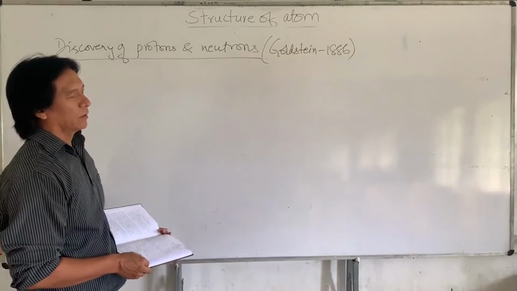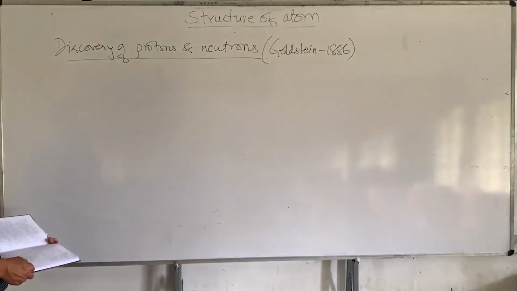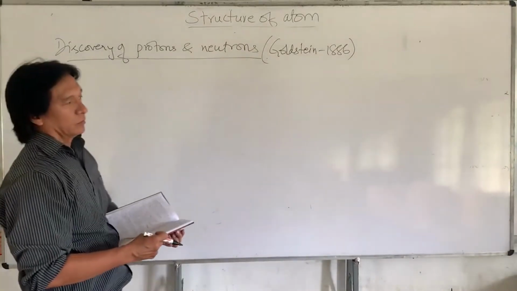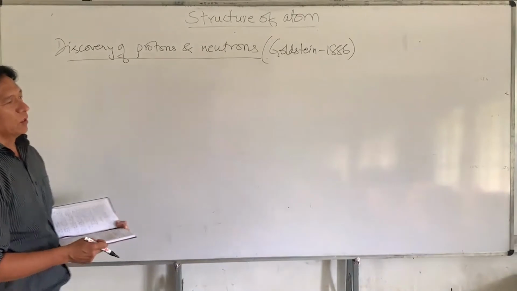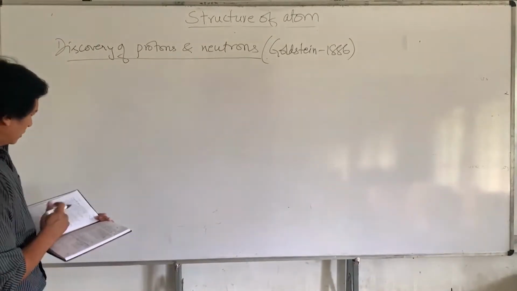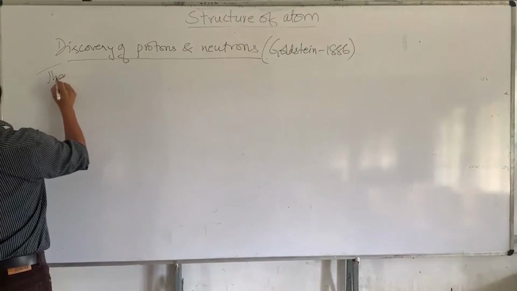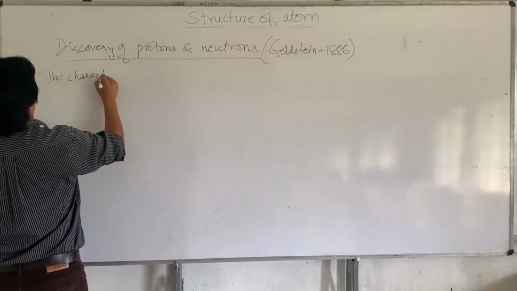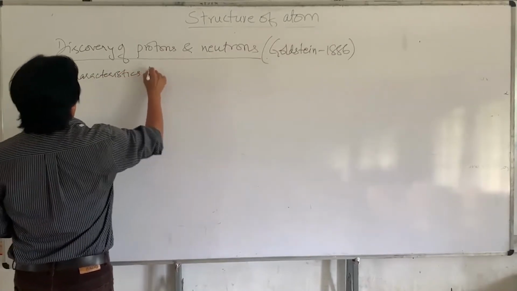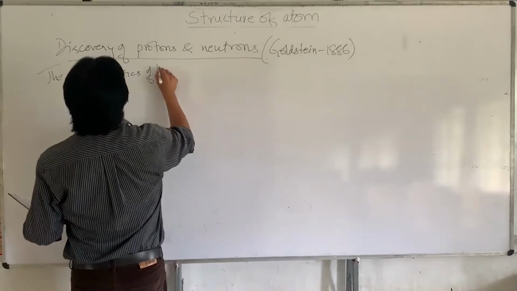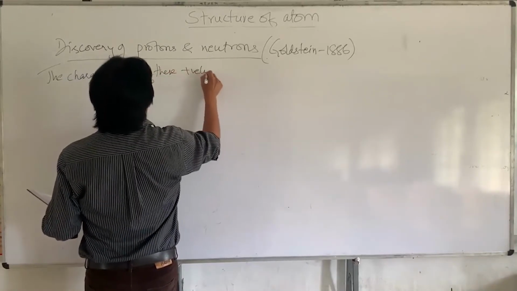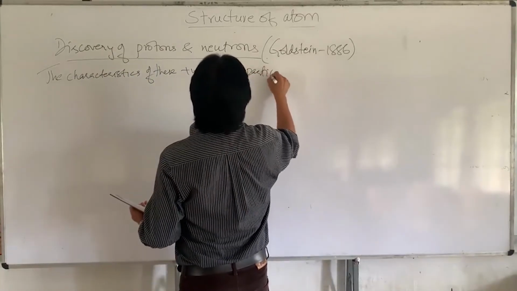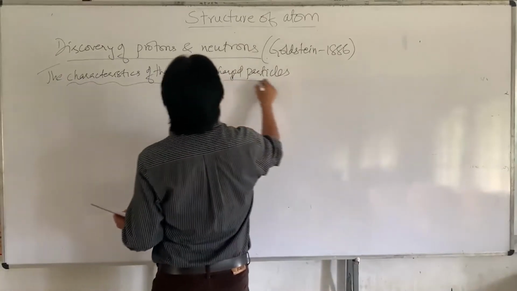That is why these positively charged particles are also called canal rays or anode rays. Next, we are going to learn about the characteristics or properties of these positively charged particles, or canal rays or anode rays as they are called. The characteristics of these positively charged particles are very similar to those of cathode rays.